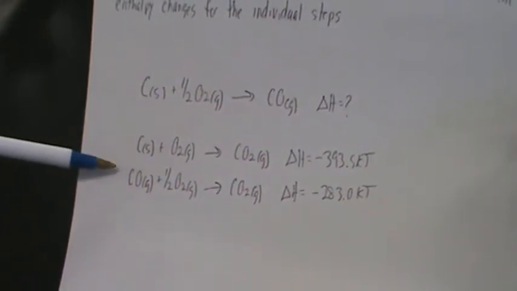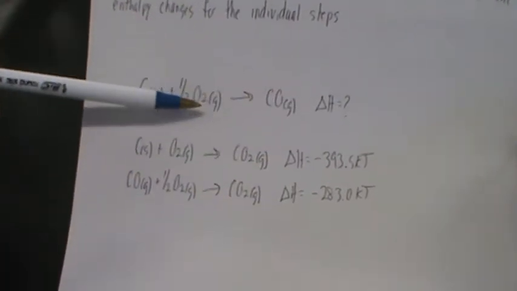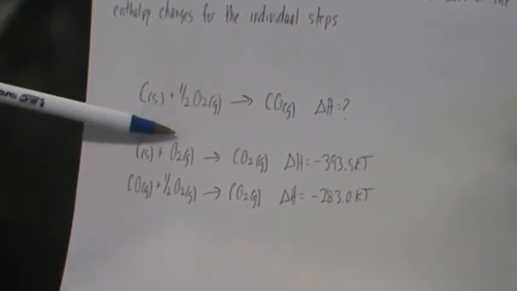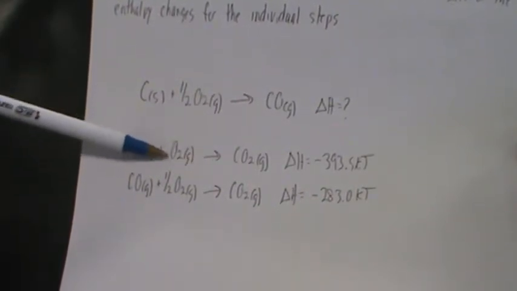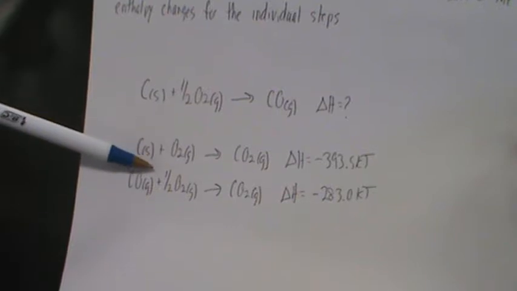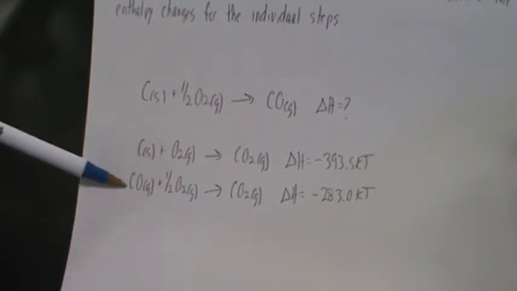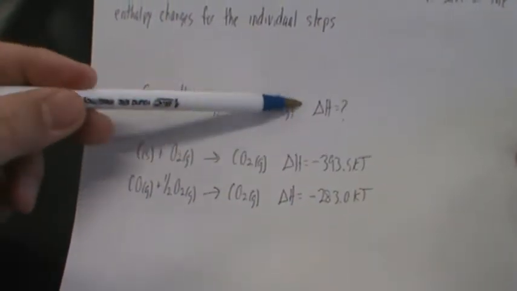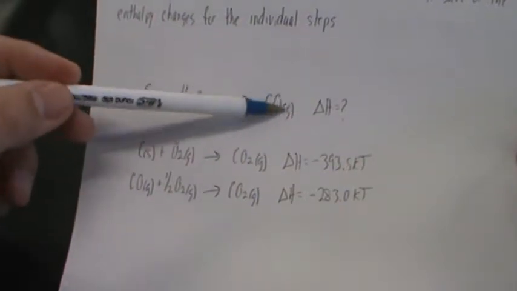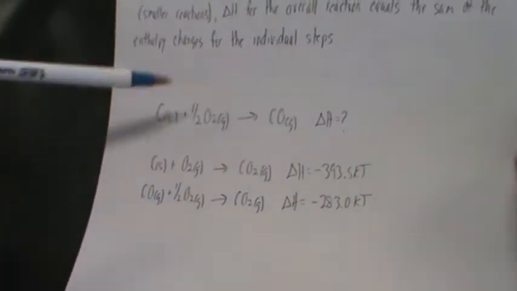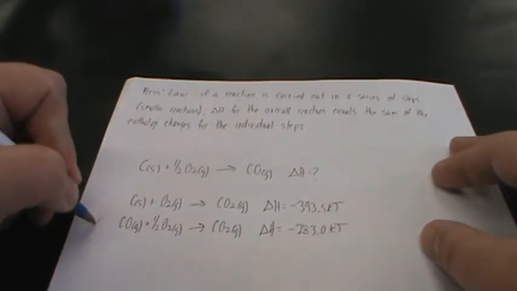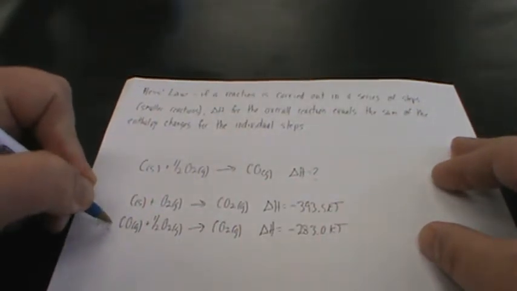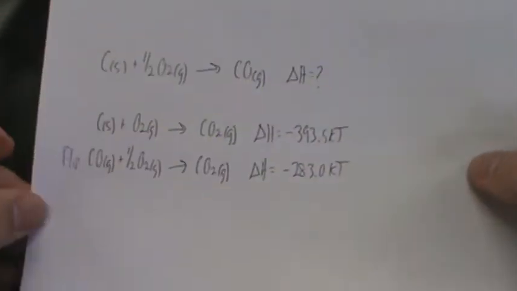If we look at our second one, we have carbon monoxide plus 1/2 O2 yields CO2. Well, we don't have CO2 in the overall. We do have O2, but our first reaction also has O2. The thing that's unique to this one is the CO. Now, CO is over on the right-hand side of our overall reaction. So the way that we're going to manipulate this one is we are going to flip the reaction.